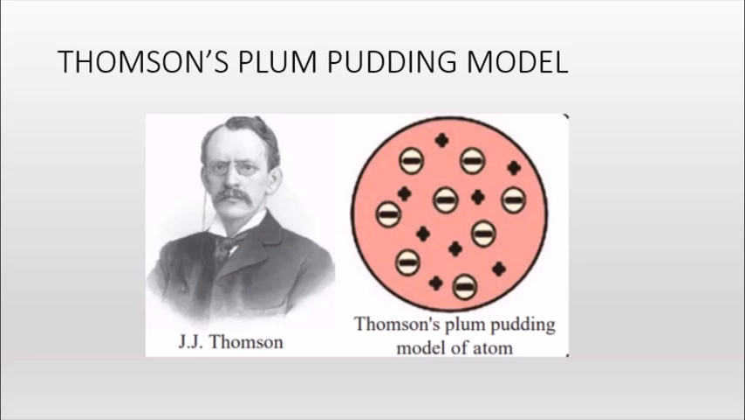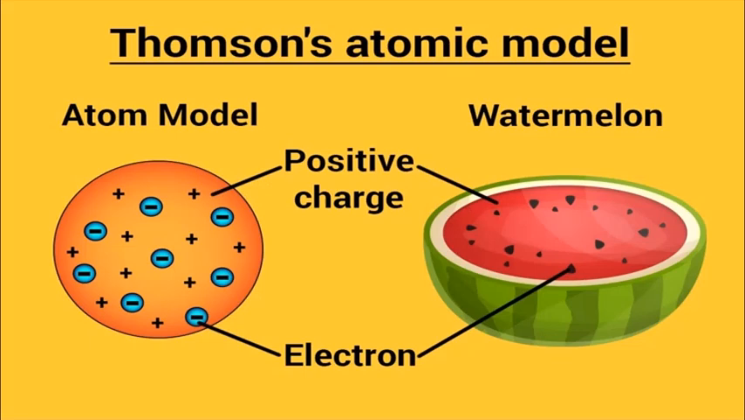Now, Thomson also compared his model to a watermelon. He said that the positive charge is like the flesh of the watermelon, and we have seeds in the watermelon. Those seeds are the electrons, the negative charge. So he also told that the positive charge is the red part of the watermelon and the seeds inside the watermelon are nothing but the electrons.